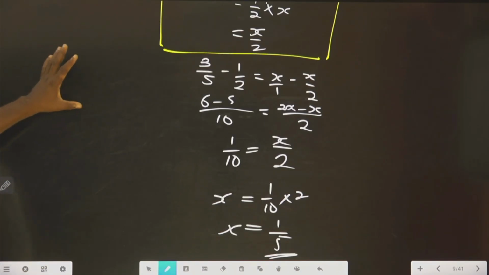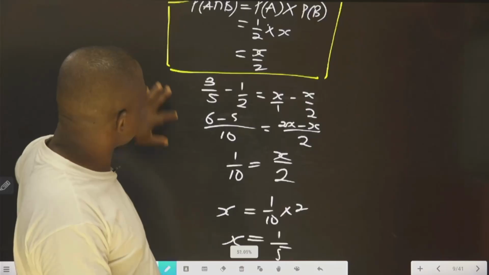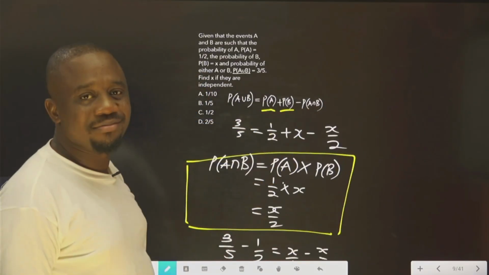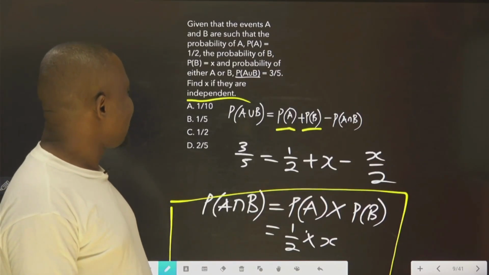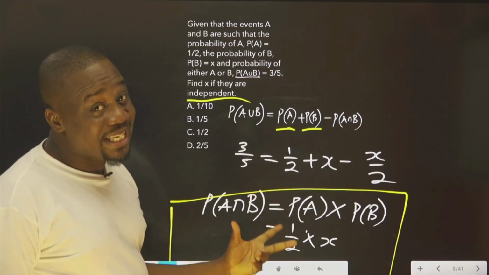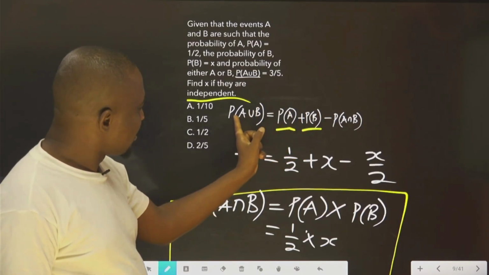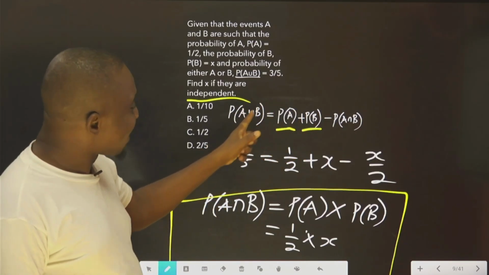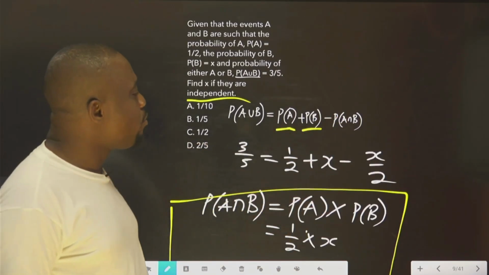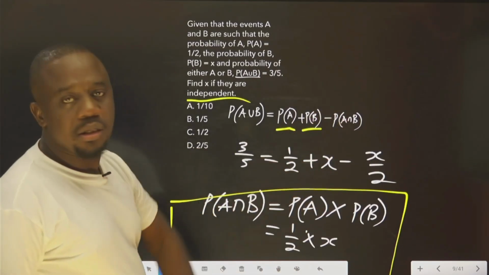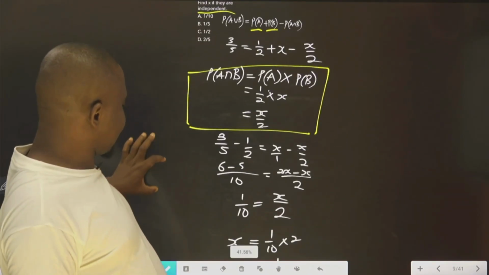I don't know if you understand this. This is simple arithmetic. The major place is here. That's why they are telling you about independent. Find x if they are independent. Or means here, if they are dependent, you don't remove the intersect. All this understood? Thank you for viewing.